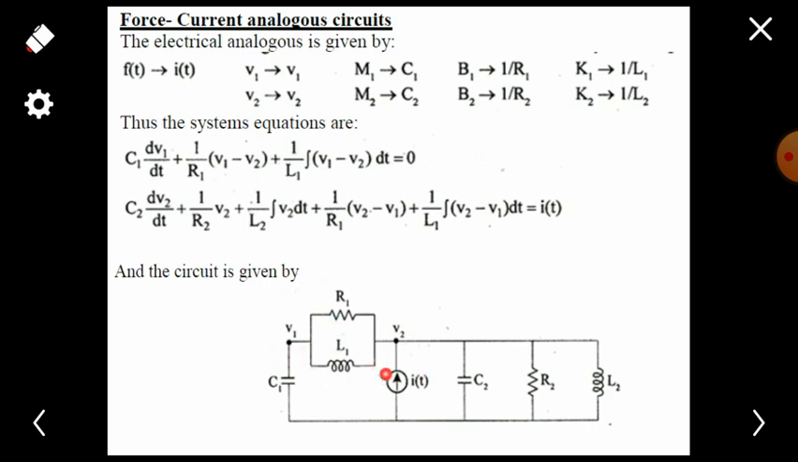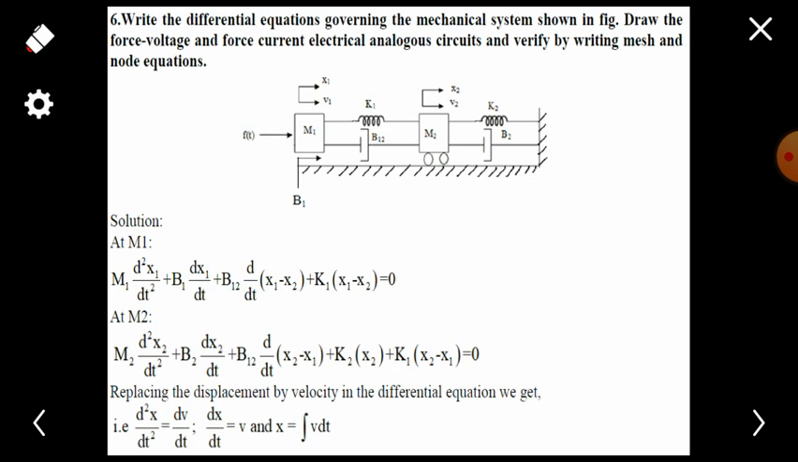Then we connect that between node 1, that is v1, and node 2, that is v2. After that, for v1 only we have the capacitance, so we draw a capacitance at the first node. For the second node, we have many values, the first being I of t. Everything will be connected in parallel for a nodal equation, so the other values belonging to v2 will be connected in parallel here, that is I of t, C2, R2 and L2. In the next sum, we will see the force voltage and force current analogous systems.